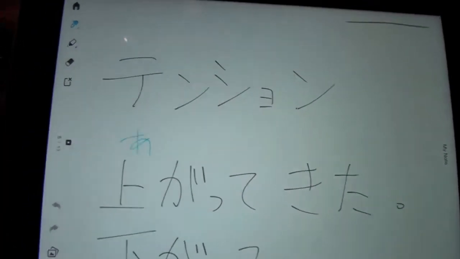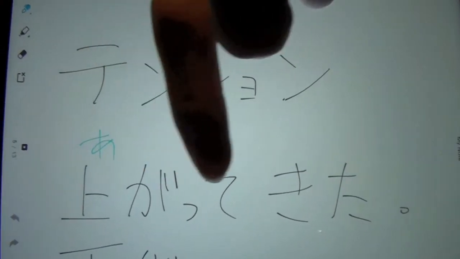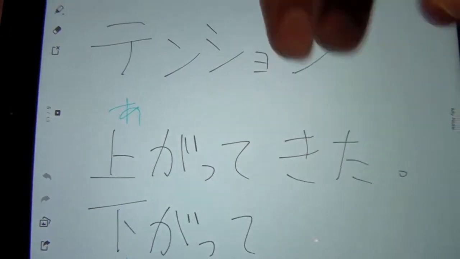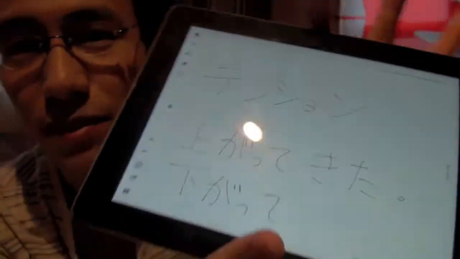Another sentence is テンション上がってきた。テンション上がってきた or 下がってきた。So when you say テンション上がってきた, that means tension is rising up, or what do you call it, going down. So I'm getting hyper, or I'm getting excited. Yeah, excited. Hyper would be what tension in Japanese means.